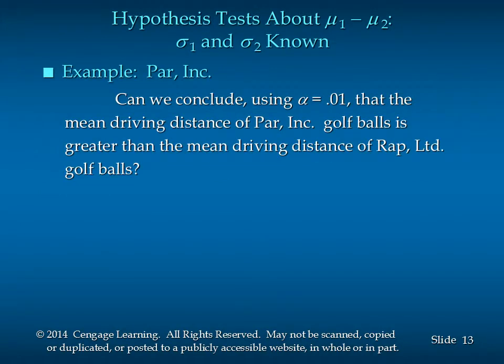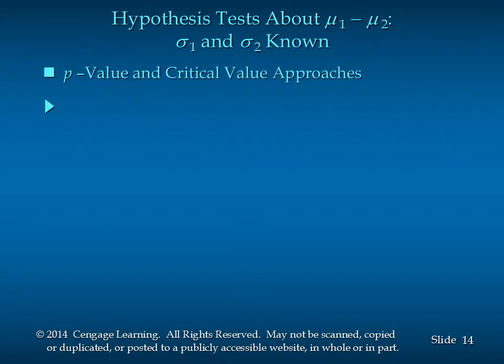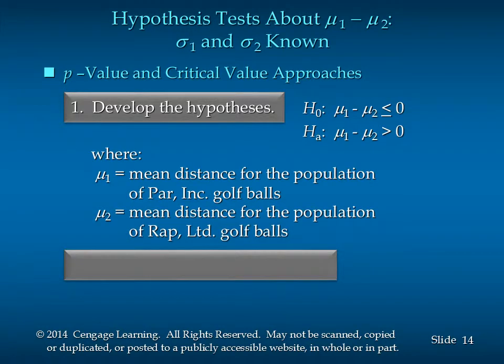Let's take our Par Inc. again. Can we conclude at a p of .01, a 99% confidence level, a 99% level that we think we're correct, but there's always this 1% chance that we're wrong, that the mean driving distance of the new golf balls is greater than the mean driving distance of the golf balls previously, or the two different samples that we're setting up here. Let's just set this up first.